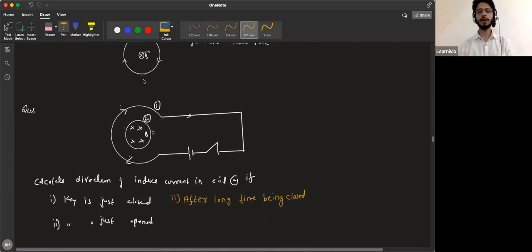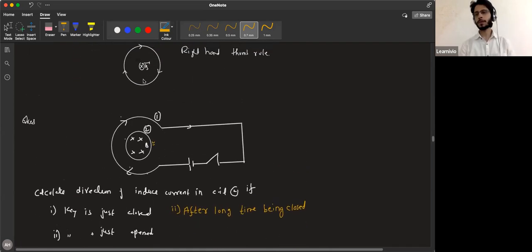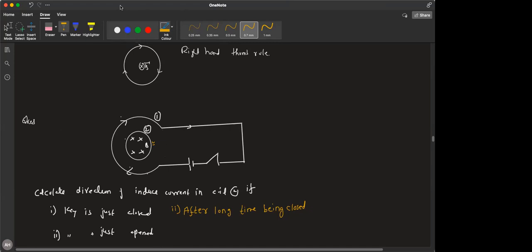Now, this is the last question on Lenz's law. Just note down this question and write your answer in chat room. Please, everyone, write your answer in chat room. The question has three parts. The first one is when the key is just closed, after a long time being closed, and when the key is just opened. Just write the direction of induced current in all cases.